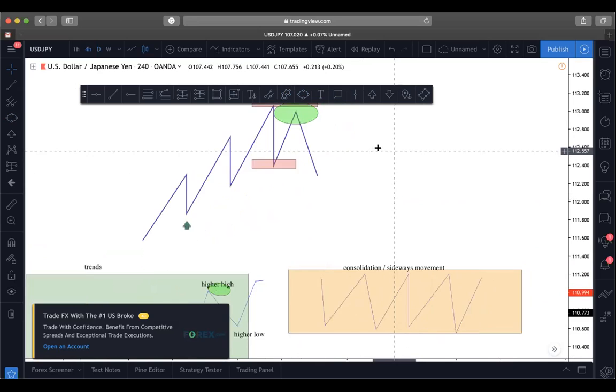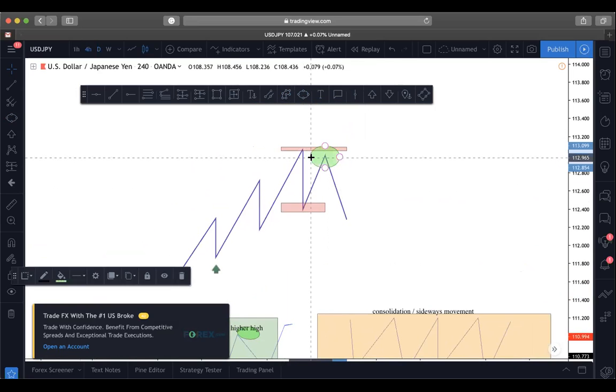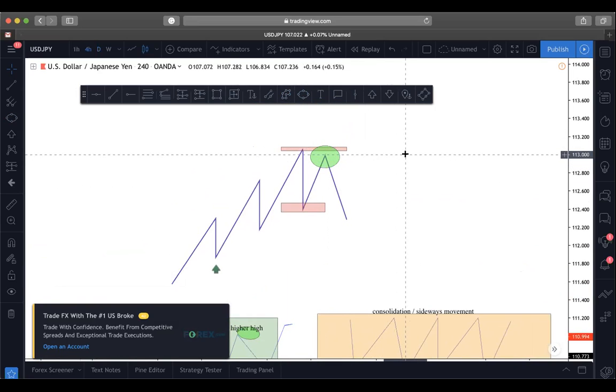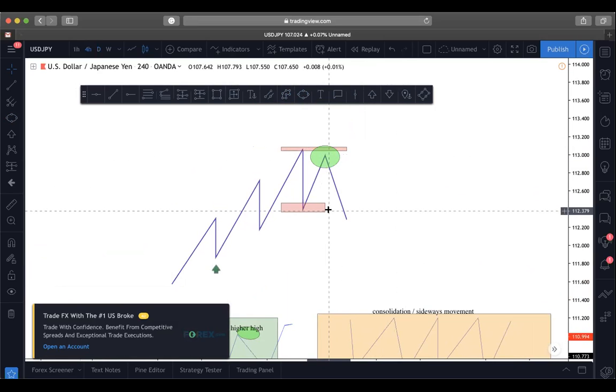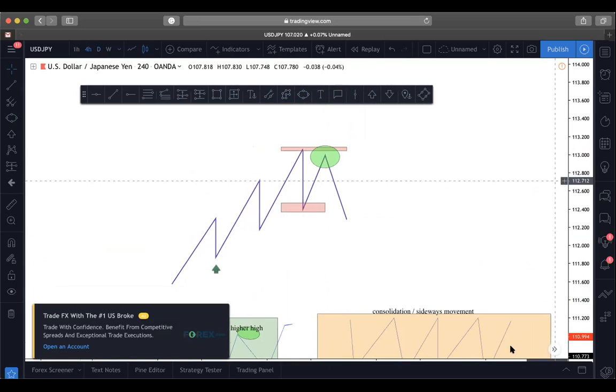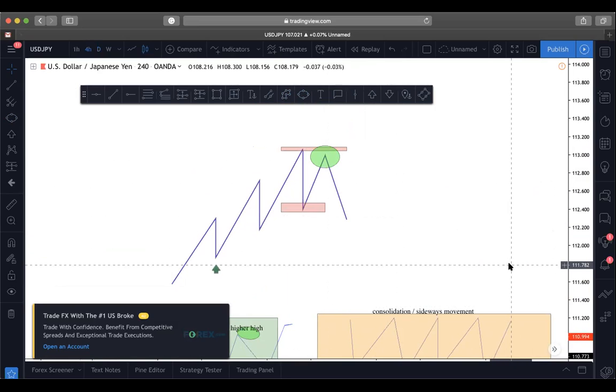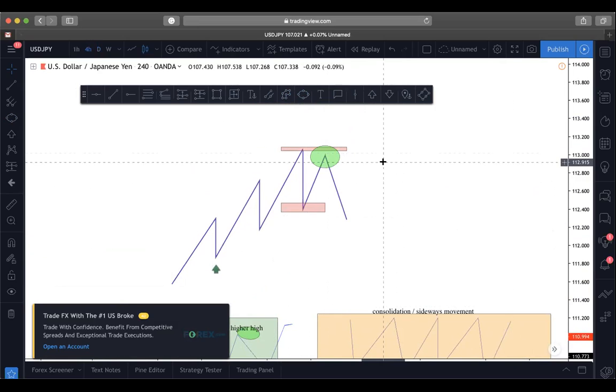Right. So lower highs is not part of the characteristics of an uptrend, right? Lower lows is not a part of the characteristics of an uptrend, right? So obviously this is no longer an uptrend. And once this is no longer an uptrend, it means that we're no longer looking to buy this. We're no longer looking to enter longs, right?